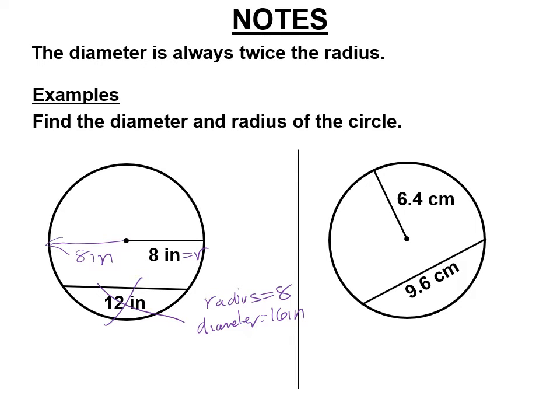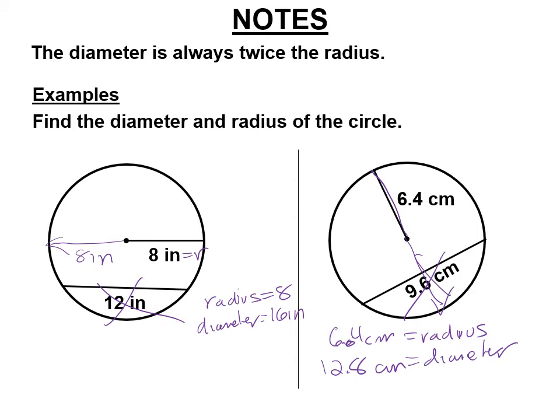So here, there's the radius again. It's 6.4 centimeters. And so again, that's a chord. The diameter would be twice as big. And so the diameter, 6.4 times 2 is 12.8 centimeters is the diameter all the way across. And you can show it anywhere, as long as you go all the way across through the center of the circle.